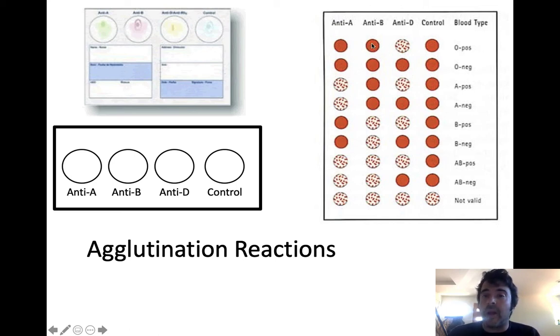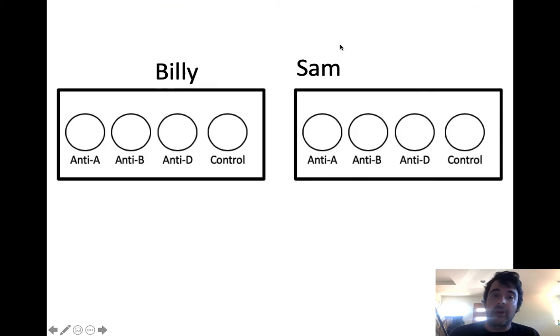When there's no agglutination reaction, we're just going to represent it as a solid red, and that represents a negative agglutination reaction. In this slide, we're going to figure out exactly what these agglutination reactions tell us about that patient's blood. So we have Billy and Sam. I say, okay guys, put your water drops on each of your wells.